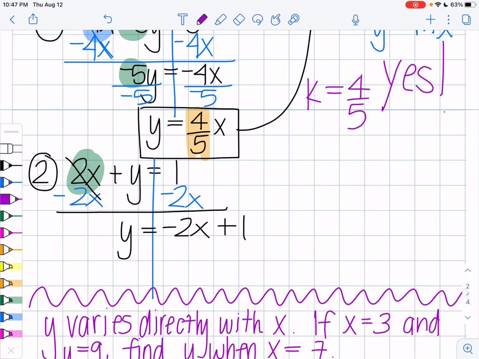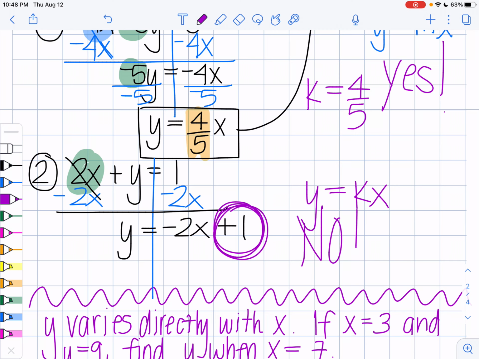Okay, does this look like y equals kx? No way, Jose, it does not, because look at this right here. I have a plus 1. That plus 1 indicates that there would be like a b value, and we're not allowed to have that. So this is not direct variation. So remember, we only want it to look like this, y equals kx or y equals mx.